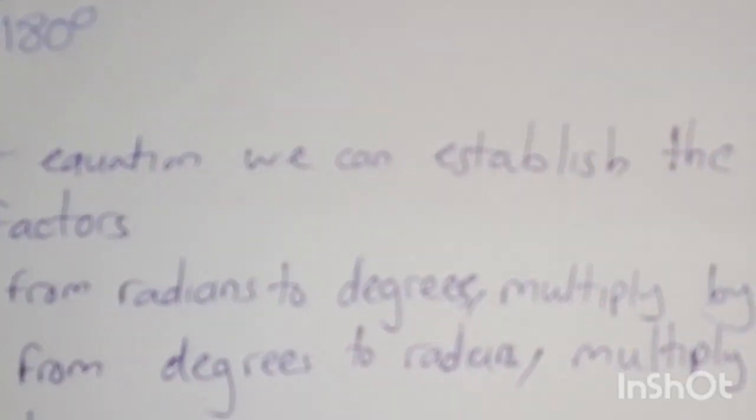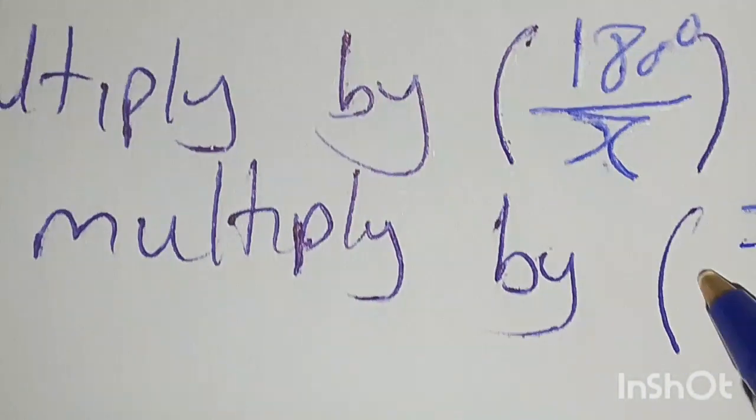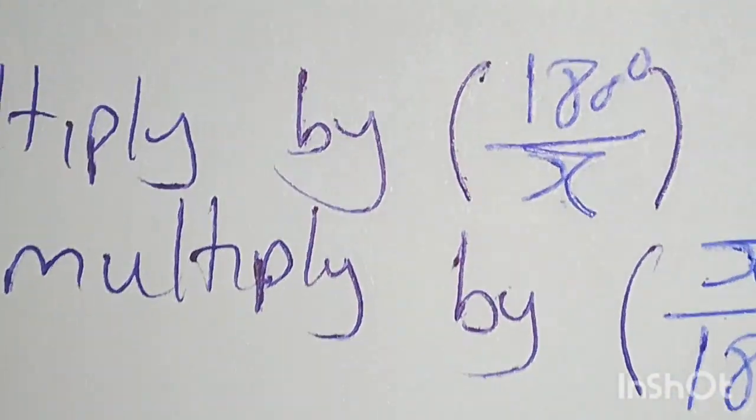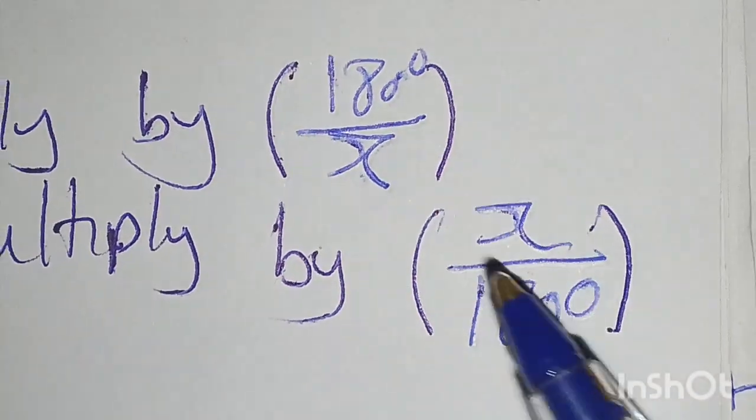The second conversion factor is to convert from degrees to radians. How do we convert from degrees to radians? We multiply by pi over 180 degrees. So these are the two things you have to know.